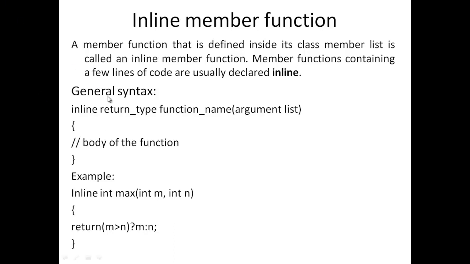So you see the general syntax here. First we write the inline keyword, then the return type, the name of the function, and within parentheses give some values, and the body of the function is written within braces. Depending upon the general syntax, see the example here. First we write inline, then int, and the name of the function. Here I am writing some values, and it calculates which value is greater. This is done by the inline function.